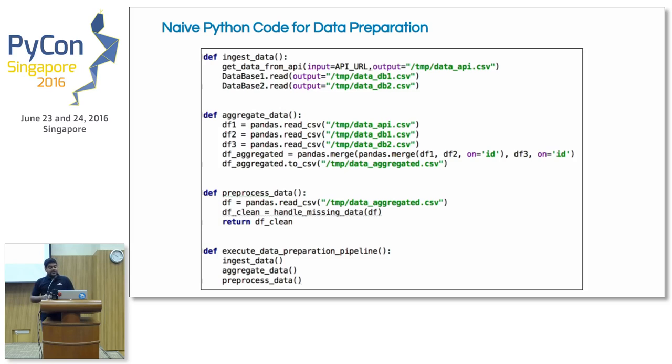And you can imagine this execute data preparation pipeline as a wrapper function which basically executes these tasks. It calls ingest data, and once that is over, it calls aggregate data. After that, it calls pre-process data. So as of now, everything works.